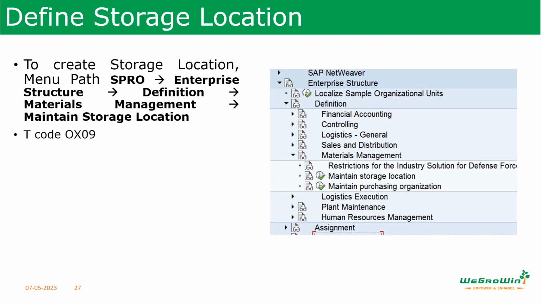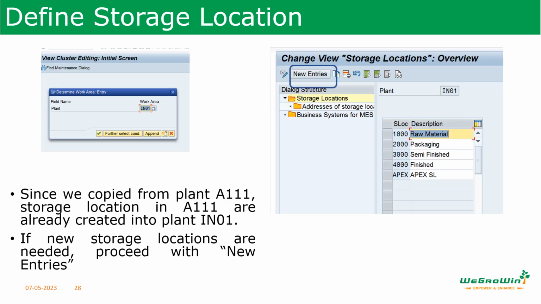To create a storage location, the menu path is shown here, and the T code is OX09. Since we copied and created a new plant, all the storage locations in the source plant are now available in the destination plant. This is the advantage of creating an organization unit by copying from another organization unit. Now we have the storage locations already defined. If we need new storage locations, we can proceed by clicking this new entries icon so that we can create the new storage locations.